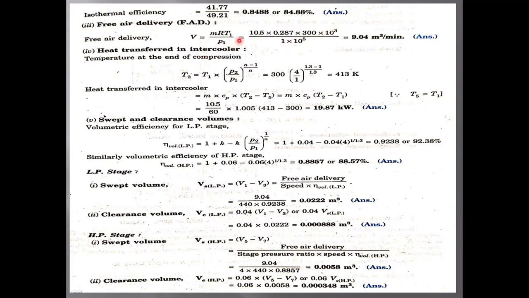And what is P1? 1 bar, and we need to convert that into Newton per meter square. So 1 bar equals 10 power 5 Newton per meter square. So 1 into 10 power 5, that will give us the free air delivered or volume, that is 9.04 meter cube per minute. We can take this as effective swept volume also. That's what free air delivered actually means, effective swept volume only.